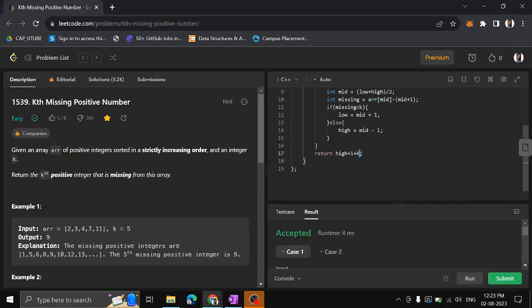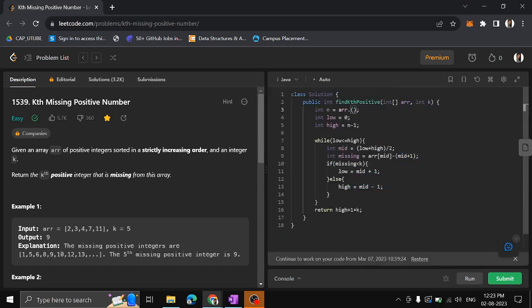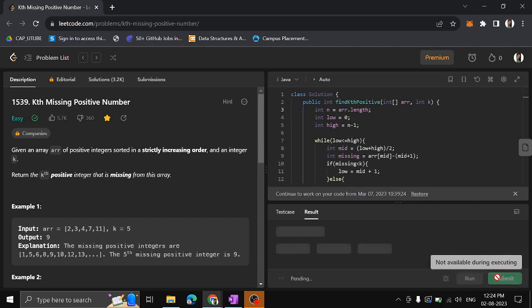And for Java also it's the same code, only instead of size, you have to give array length. Then everything remains the same.